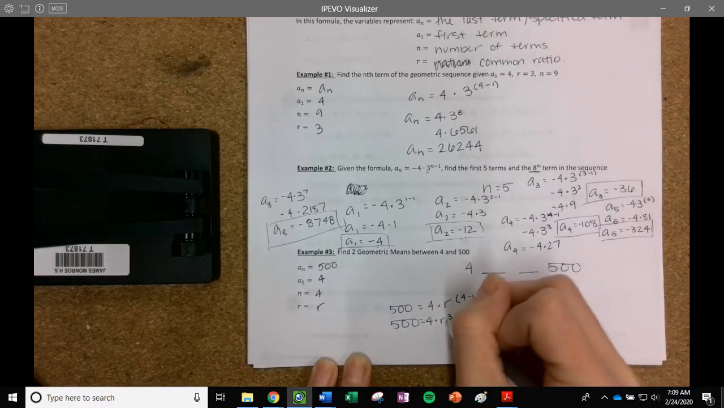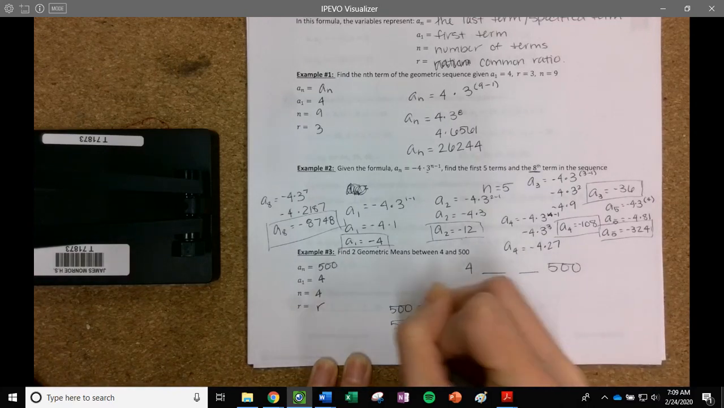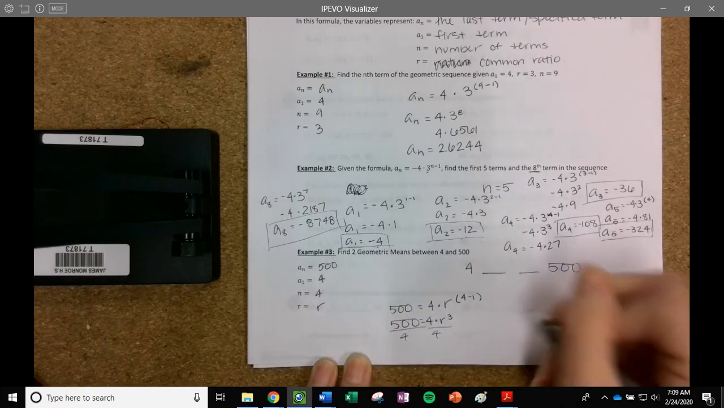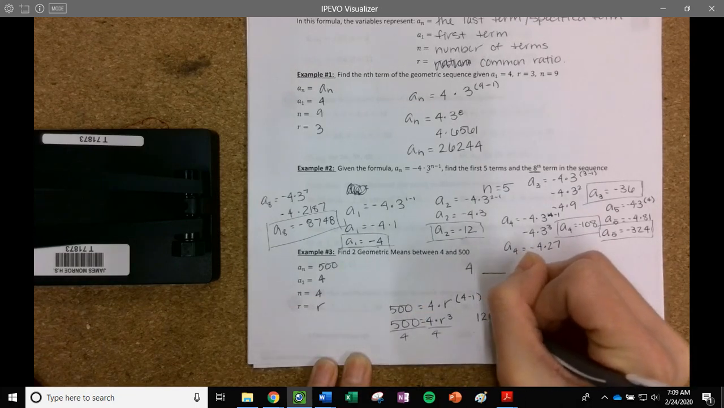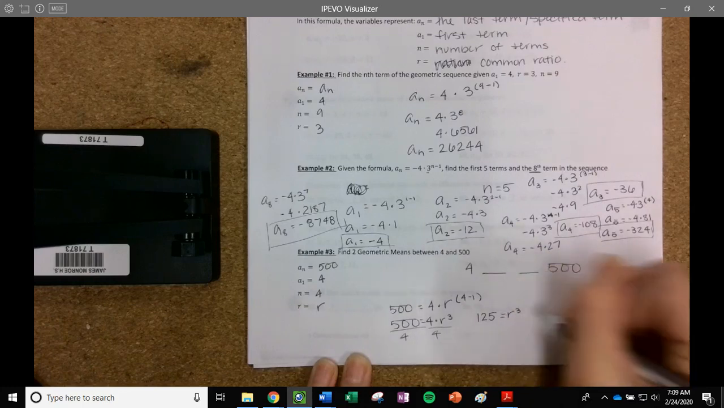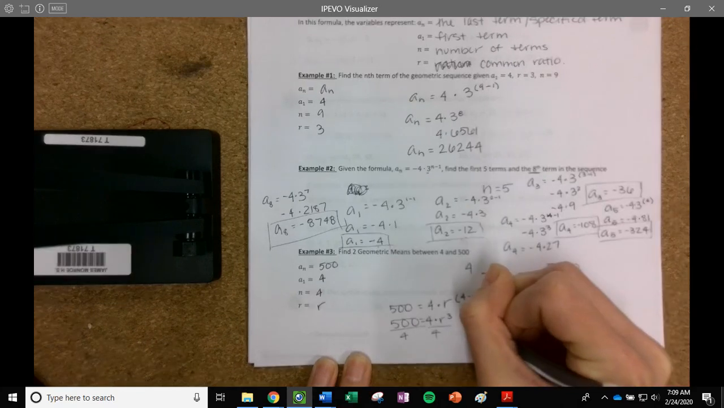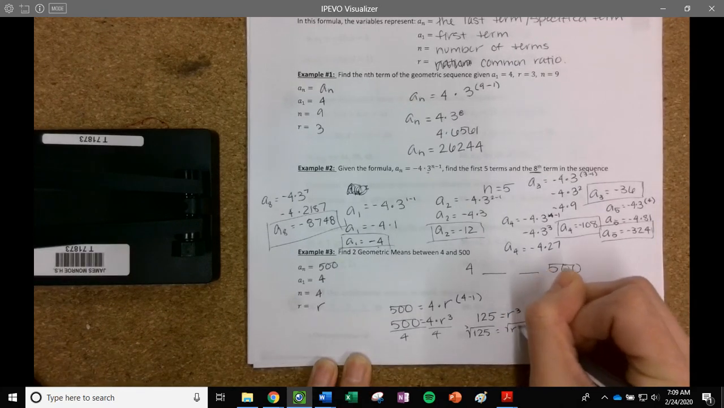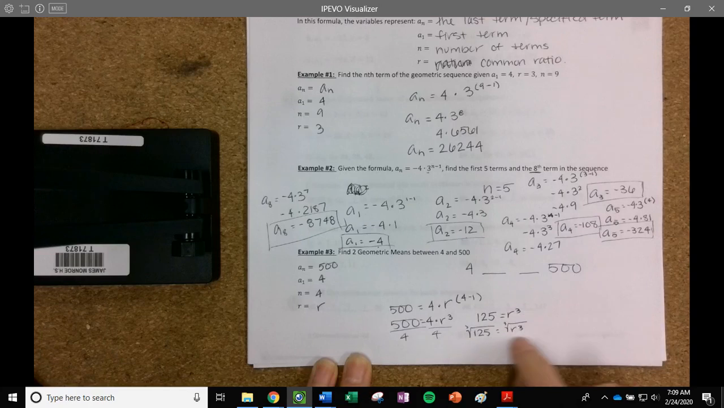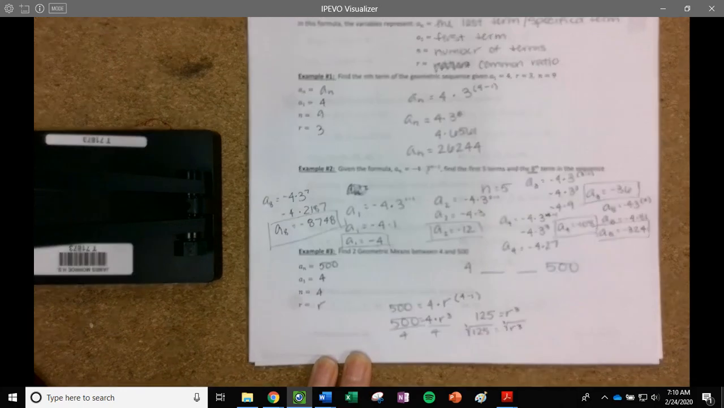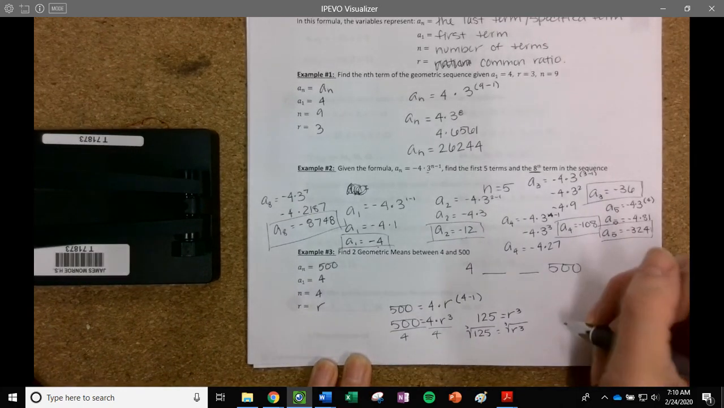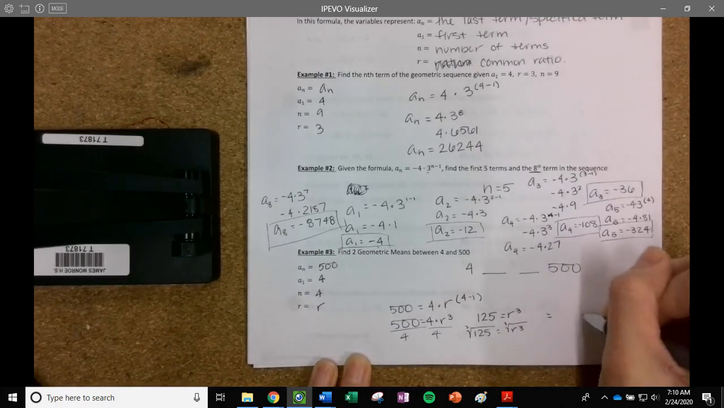Well, I need to solve for r. How do I get it by itself? I'm going to divide this by 4 and divide this by 4. And I've got 125 equals r cubed. Now I need to take the cube root of 125 because I'm going to take the cube root of r cubed in order to undo the cube. Taking the root of something is the inverse operation of that exponent. So that means that 5 is our ratio.